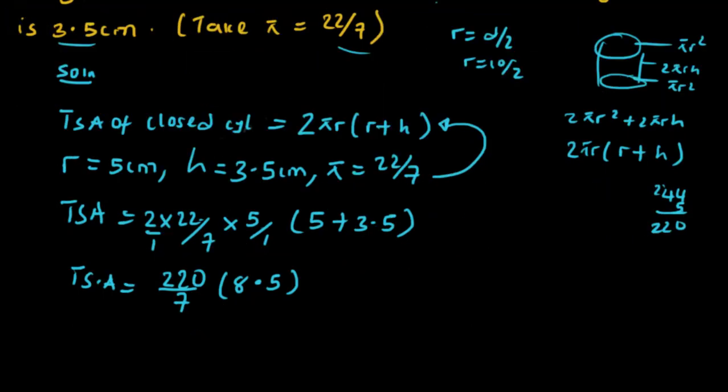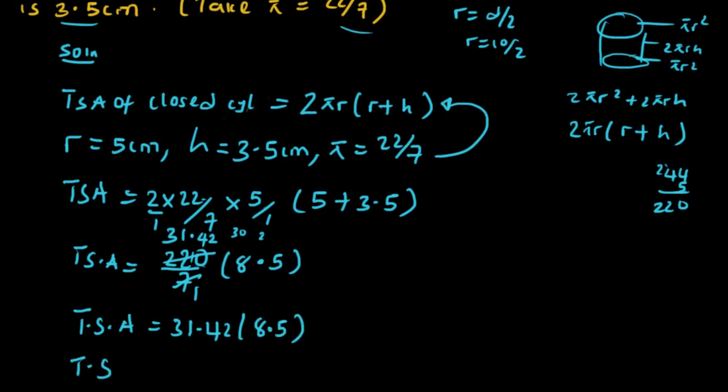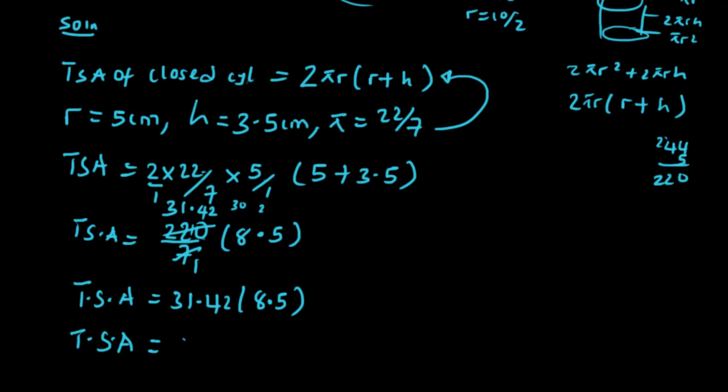Does this make sense? So if we like, we can divide. We have 7 here 1. 7 in 22 is 3, remainder 1. 7 in 10 is 1, remainder 3. 7 in 30 is 4, remainder 2. 7 in 20 is 2. So we have approximately 31.42. Total surface area equals 31.42 multiplied by 8.5. Does this make sense? So it means total surface area equals 31.42 times 8.5, which is 267.07, and then we've got centimeter square.